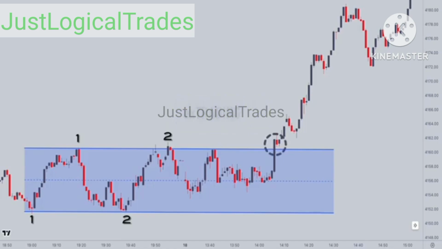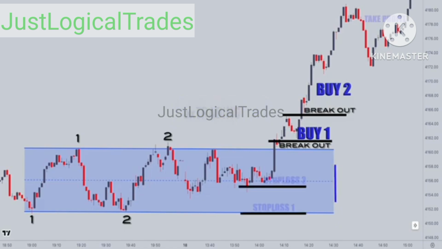Step number 2, wait for a breakout. If the price breaks through the top or bottom of the channel, then the channel is no longer intact. Step number 3, there are 2 ways of making entries. You can make entry immediately after the close of the strong candle that breaks out the channel, or you can wait for the price to pull back. After the pullback, make entry.